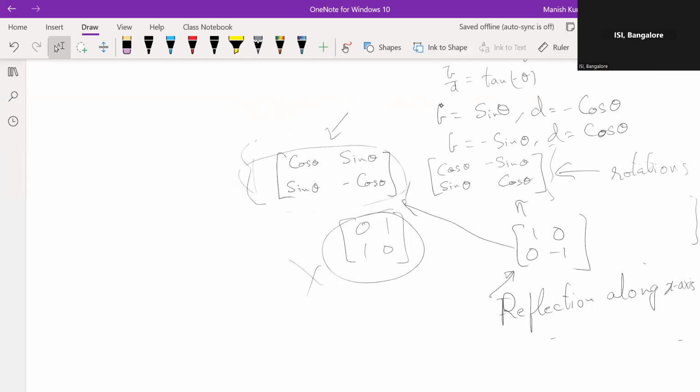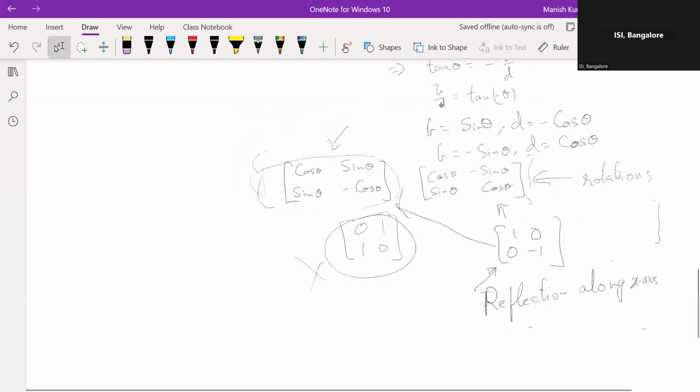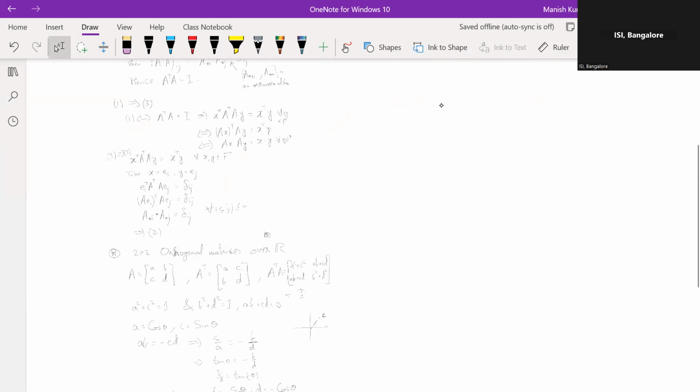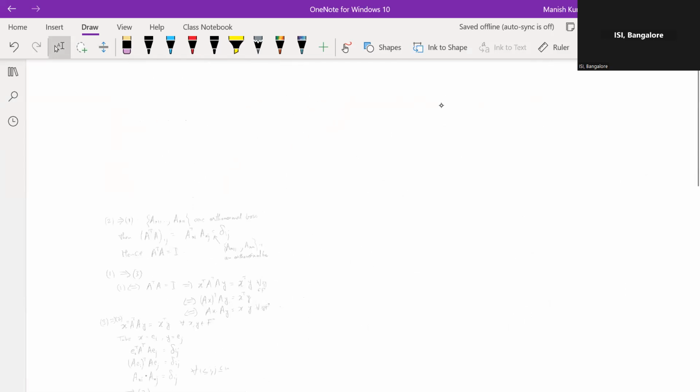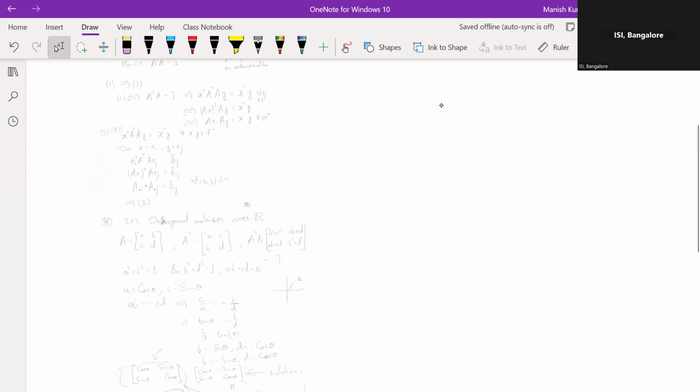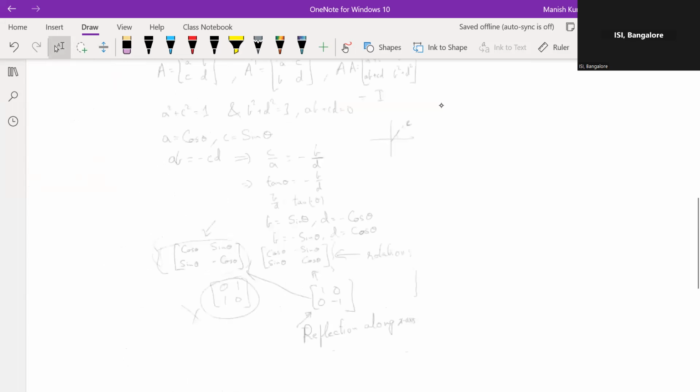Yeah, but this is also a reflection along the x-axis, and this reflection together with this gives you this. Yeah. So every orthogonal matrix over R2 is generated by a rotation and a reflection. So that completes our argument for R2. Any questions before we move to R3?